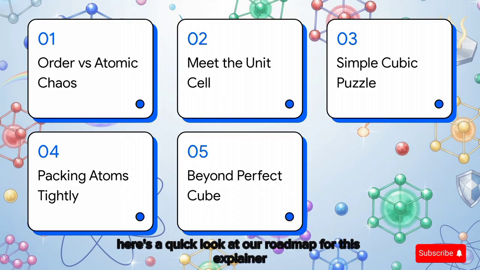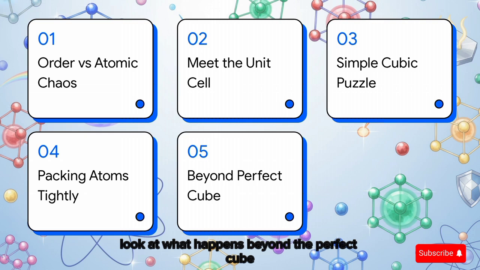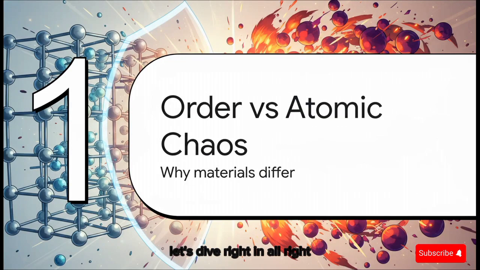Here's a quick look at our roadmap for this explainer. We'll start with order versus atomic chaos, then we'll meet the unit cell, tackle this simple cubic puzzle, figure out how nature packs atoms tightly, and finally look at what happens beyond the perfect cube. Let's dive right in. All right, section 1, order versus atomic chaos, and why materials behave differently.